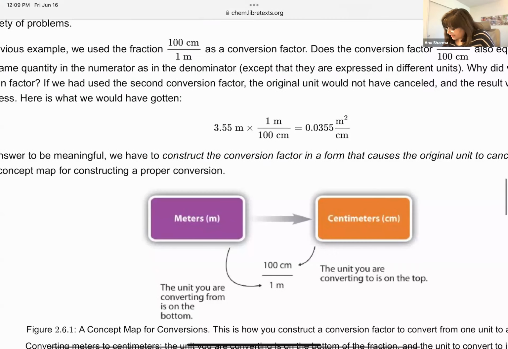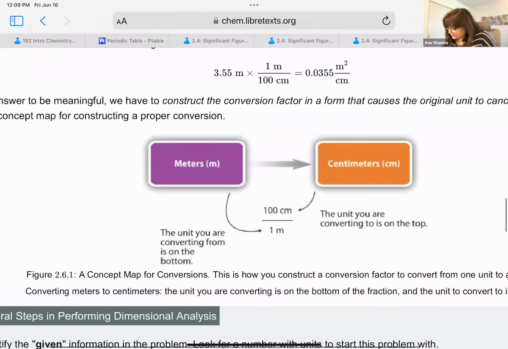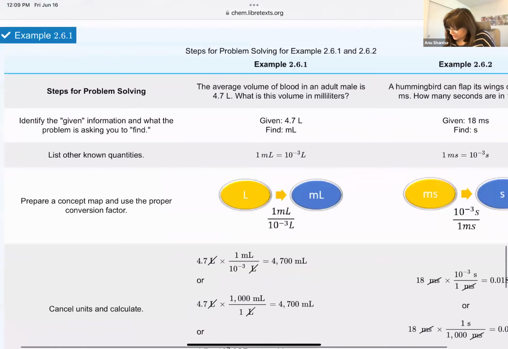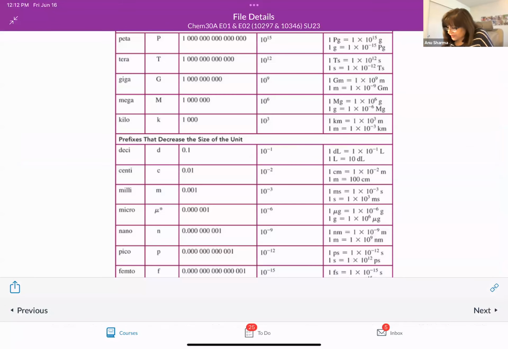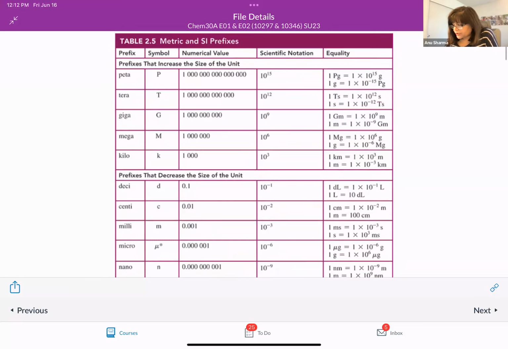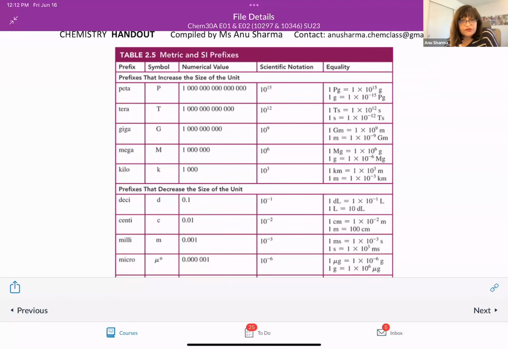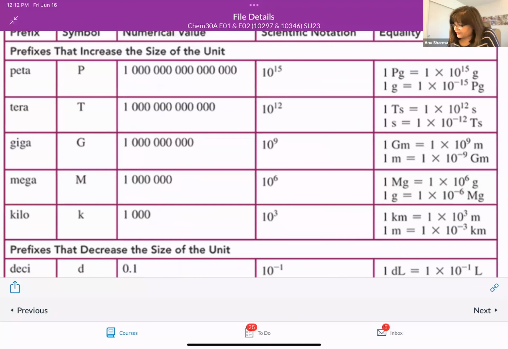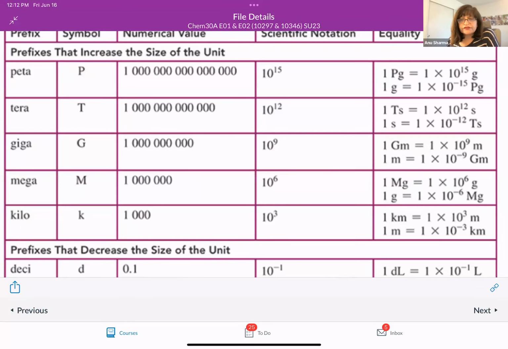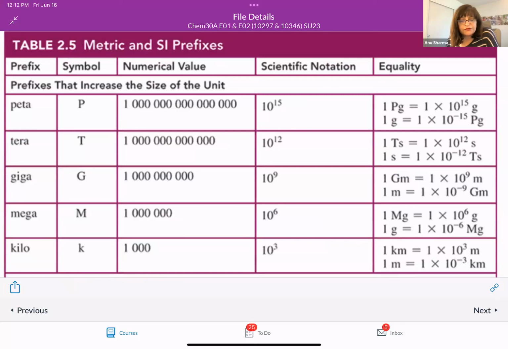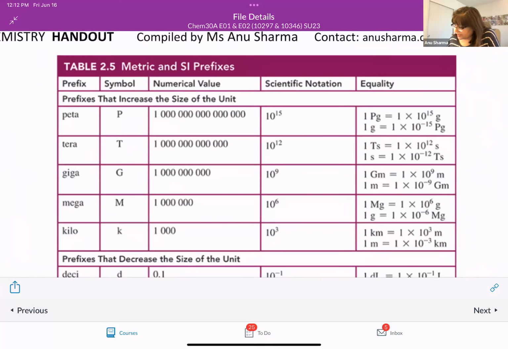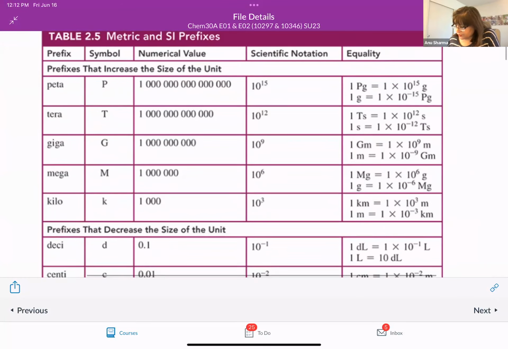So let's do these. I'll show you how to do these anyways. So let's do the problems 2.6.1. So just give me 1 minute. Okay, so here you see, this is your handout. In the handout, I've given you these tables. You can use these tables as a reference for your homework, tests, quizzes, whatever, as you need them. It's very important in science. You should learn how to access information from the tables and read the tables.